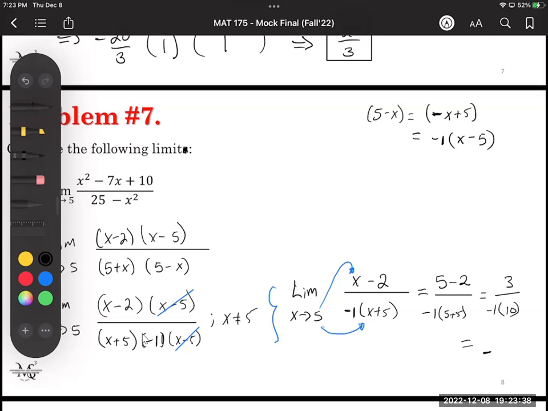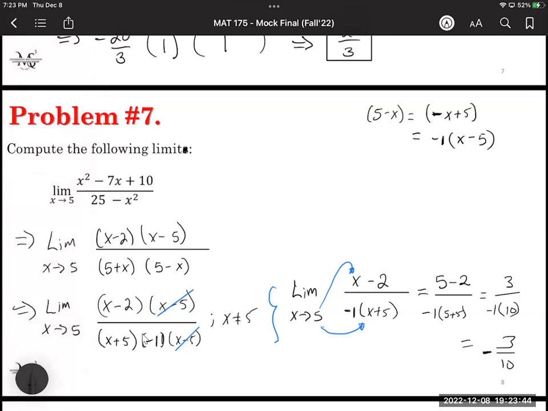And you can pull the negative out from this entire fraction. So you get -3 over 10 as a solution. If I lost you, now is a good time to let me know.